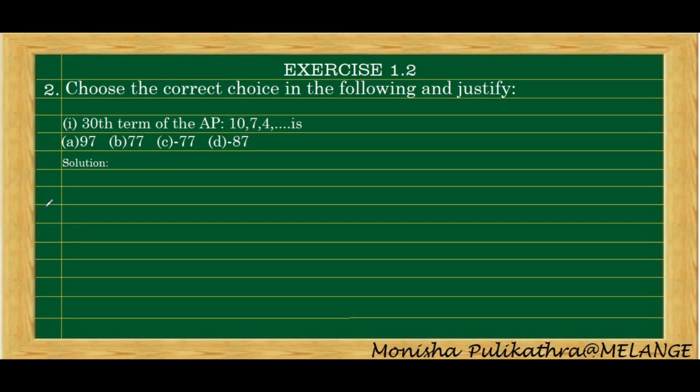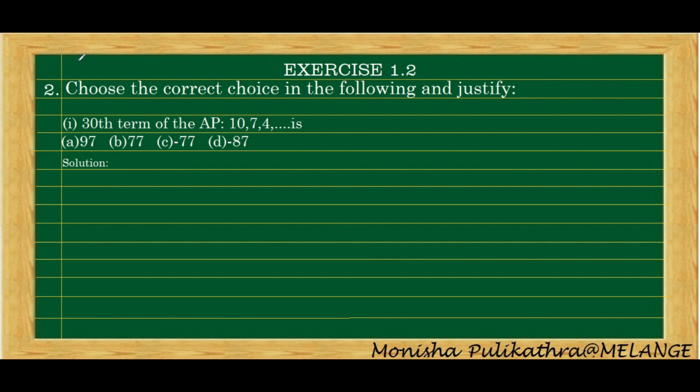So coming to exercise 1.2, here the second question is: choose the correct choice in the following and justify. The first question here is: the 30th term of the AP 10, 7, 4 is: first one 97, second one 77, third one minus 77 and fourth one minus 87. Here we need to calculate what is the 30th term of an AP, and we have to choose one of the four alternatives given here.